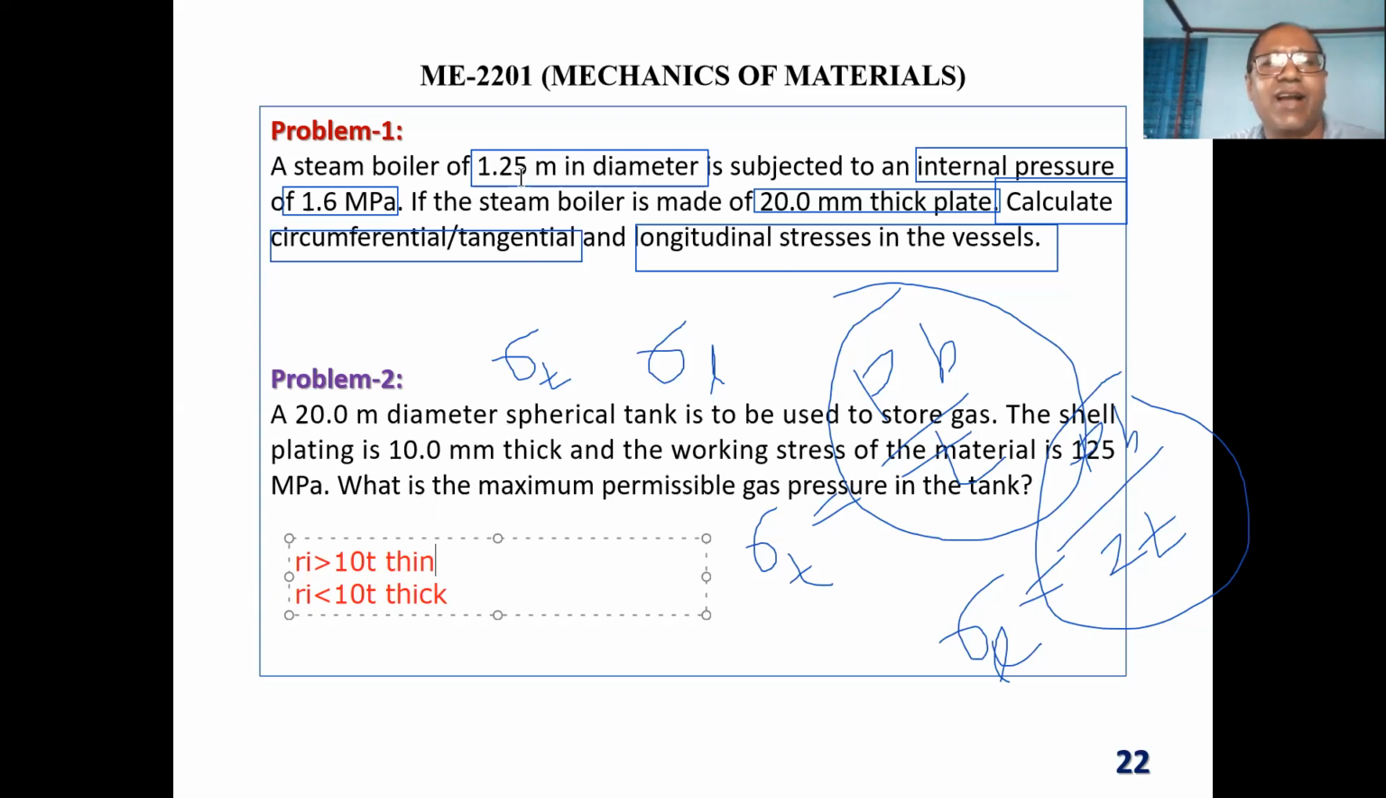So what is Ri? In this problem, Ri equals 1.25 divided by 2, in meters, right? Then you figure out the thickness, or you convert both to millimeters. Ri and 10T, that means 200 millimeter. Then you see that Ri is greater than 10T, so this is a thin wall pressure vessel. Then you use this formula. Okay. Now we can see the second one.